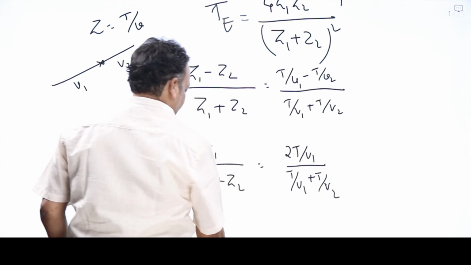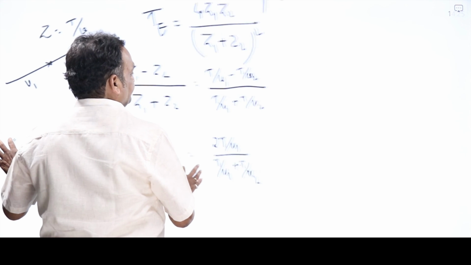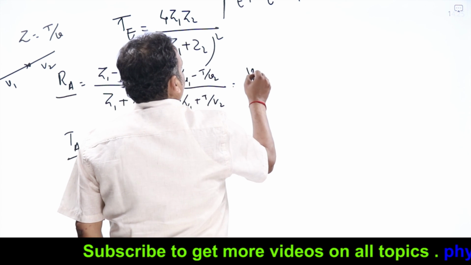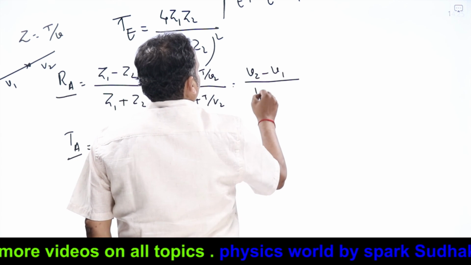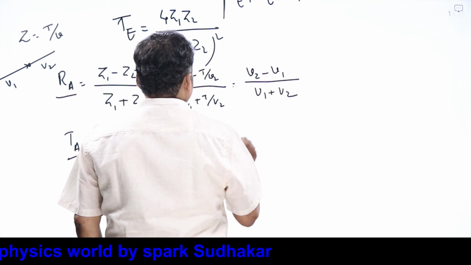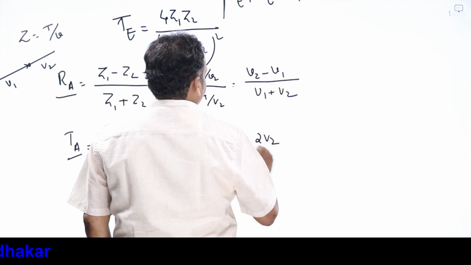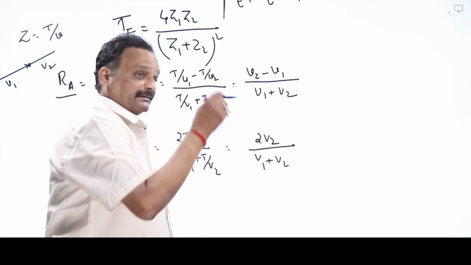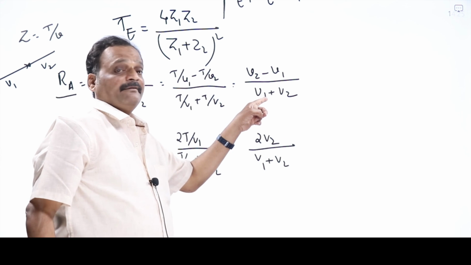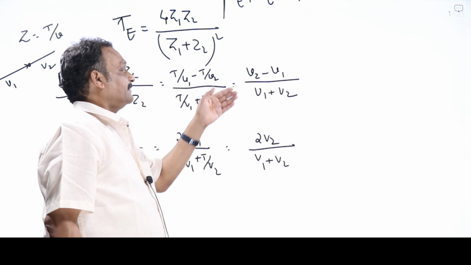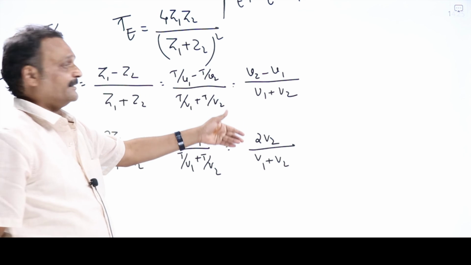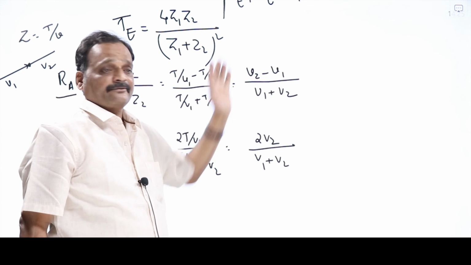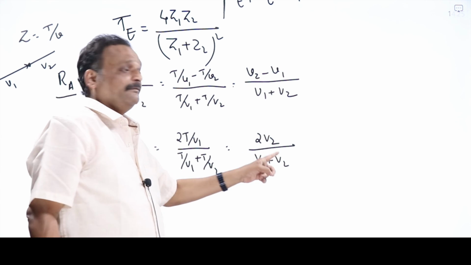If you simplify this, what do you get? T gets cancelled. If you take the LCM, it will be (V2 minus V1) by (V1 plus V2). Similarly, this one will be 2V2 by (V1 plus V2), where V2 is the velocity of the wave in the second medium and V1 is the velocity of the wave in the first medium. This is in terms of velocities, reflection and transmission coefficients. Energy coefficients will be similar: (V2 minus V1) by (V1 plus V2) whole square, and 4V1 V2 by (V1 plus V2) whole square.